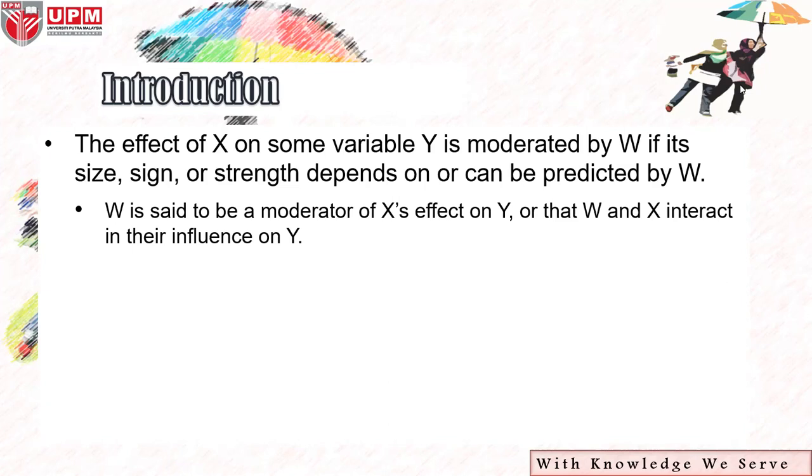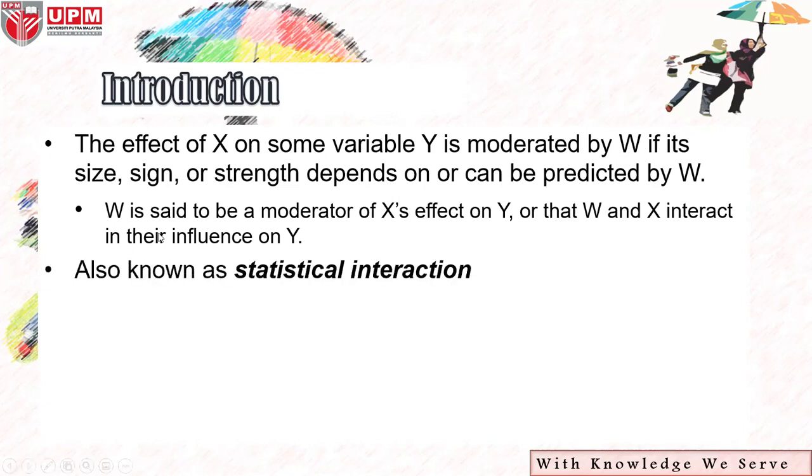So another term that we can use to describe the moderating effect is interaction effect. Okay, as what we learned in two-way ANOVA, interaction effect. So moderation is also known as statistical interaction, in which we are interested to see the interaction effect.